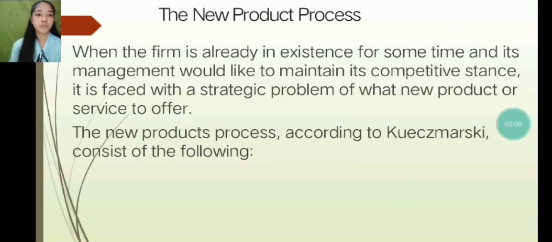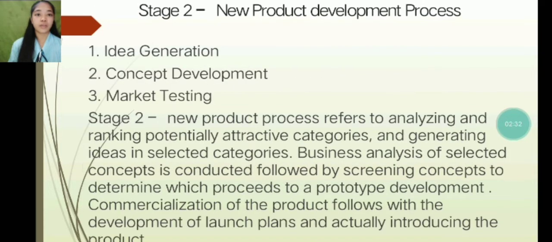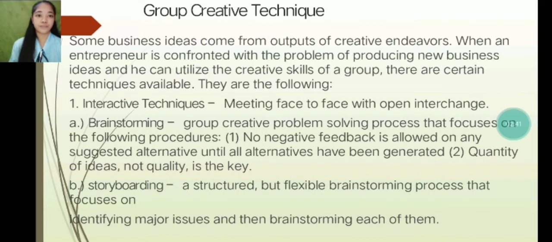New product process: when a firm already exists, sometimes management would like to aim to be competitive. It first poses the strategic problem: what product or service should we offer? We have Stage 1, product direction setting. Number 1 is product strategy, category analysis and screening. Stage 2 is the product development process. We have 3: idea generation, concept development, and market testing.